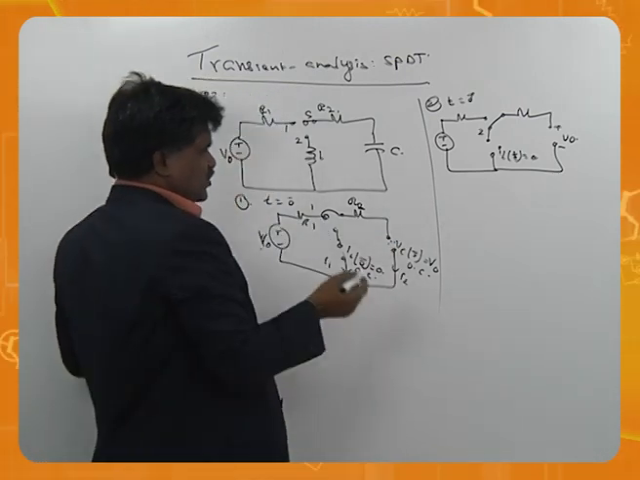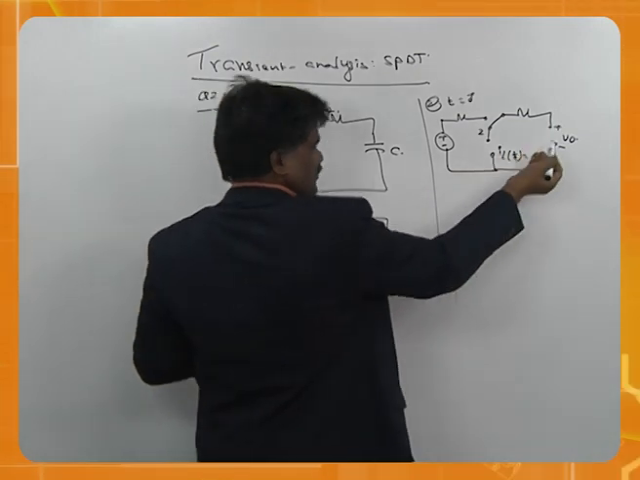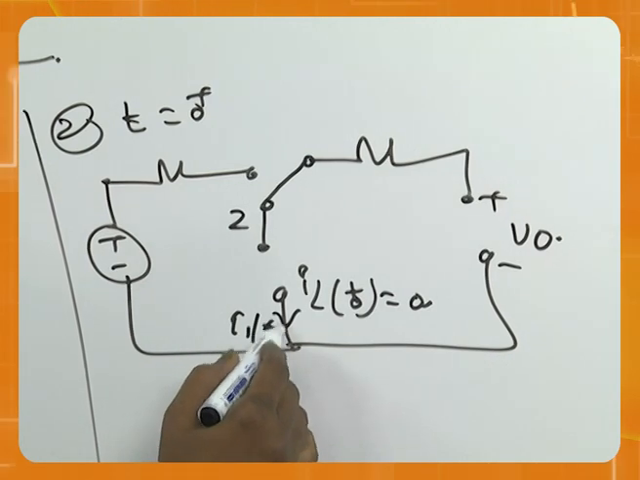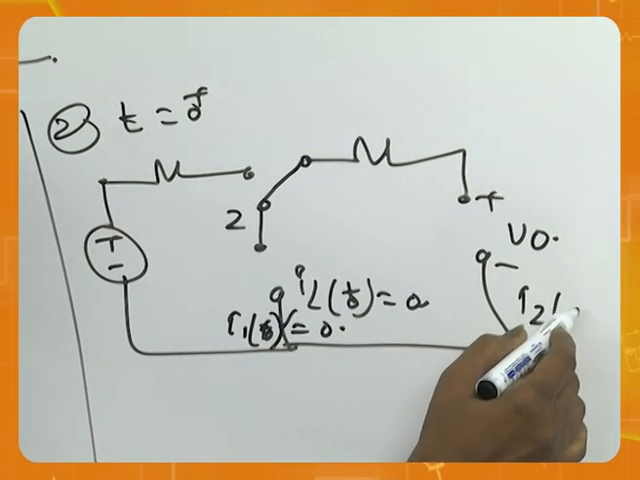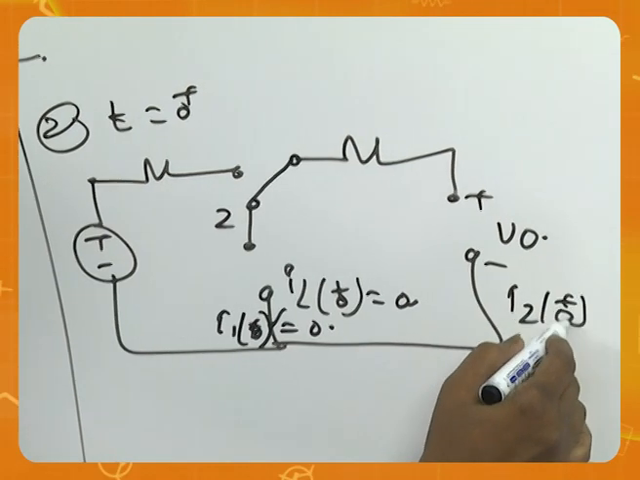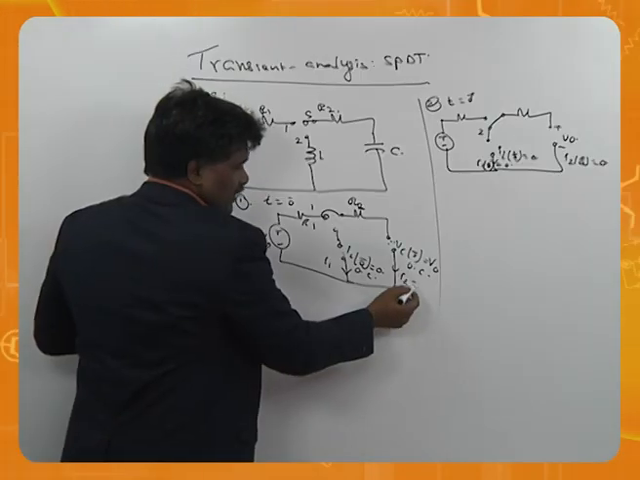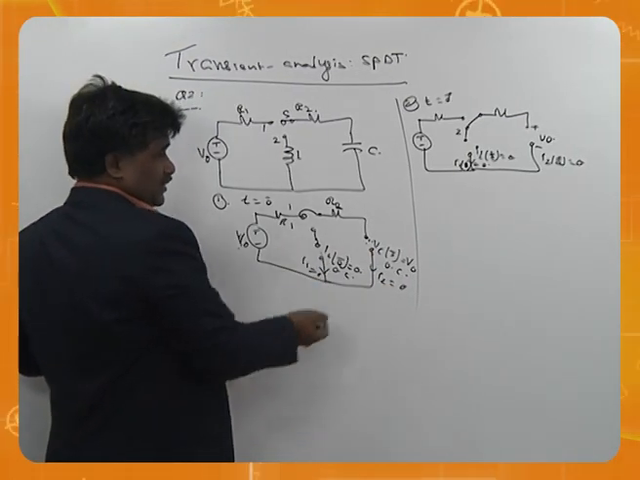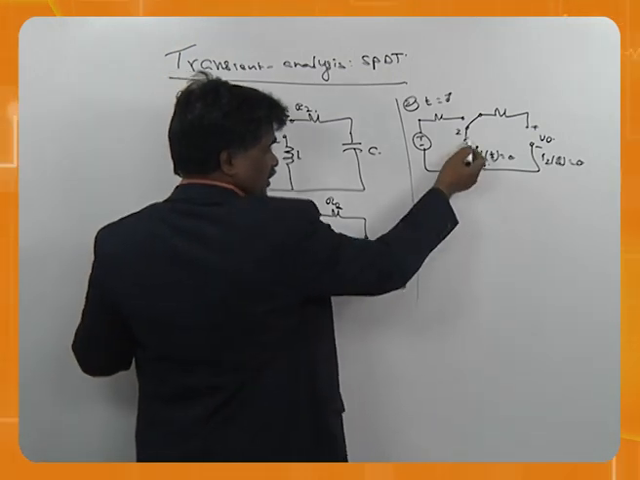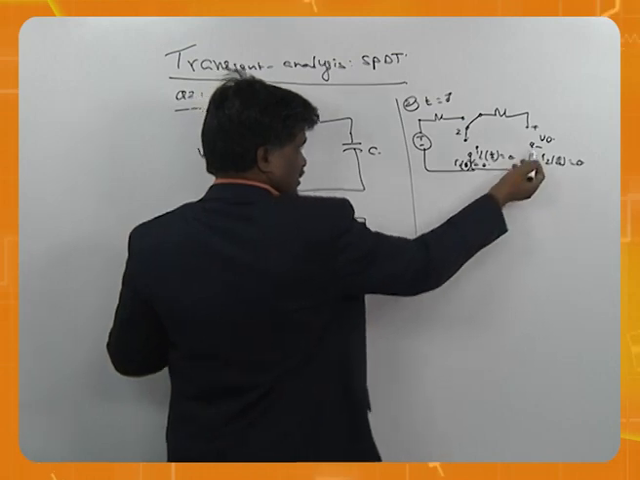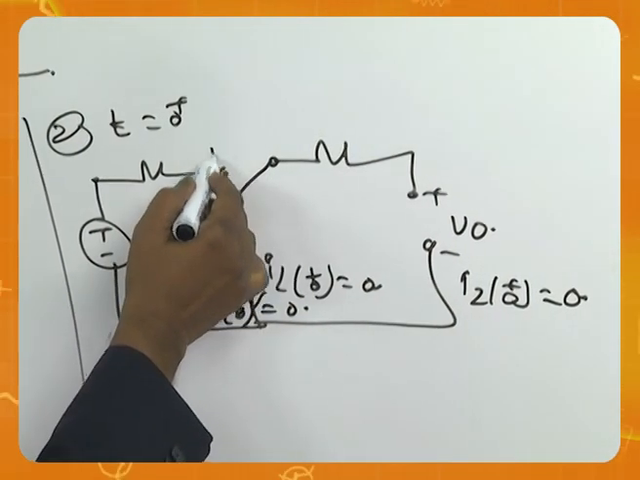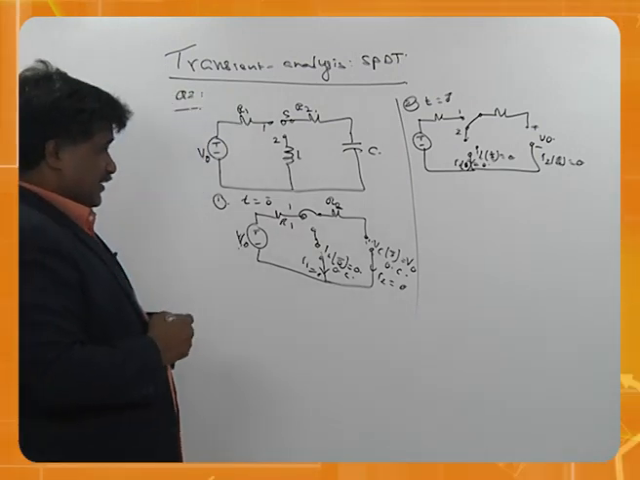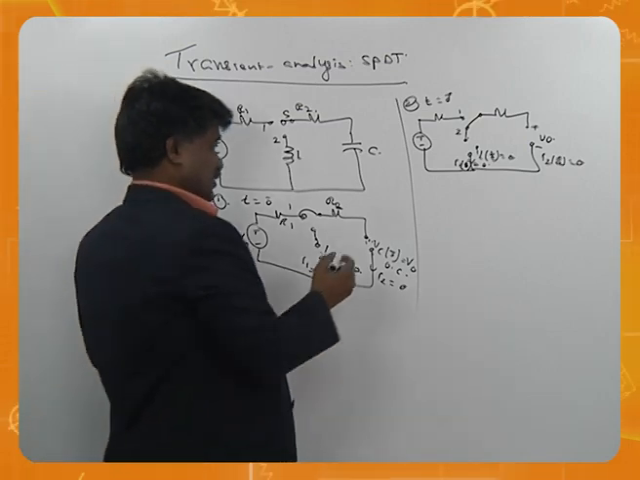Now when the switch is at position 2, how are these values? You already saw that. What is the current here? I1 of 0 plus is 0. What is the current here? 0. Why is this current 0? Because of open circuit. Why is this current 0 again? Open circuit. Why is this current 0 again? Because this is not allowing. Similarly, this is not allowing. Though the switch is moved from 1 to 2, no change. Why is there no change? It's all because they are not allowing the current to change and the voltage to change.